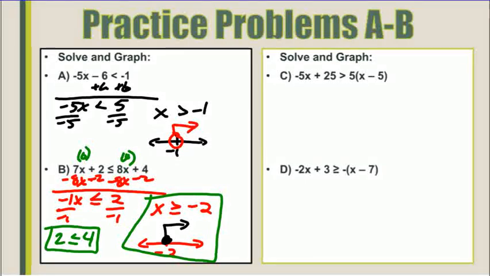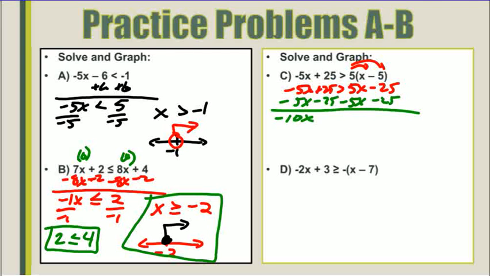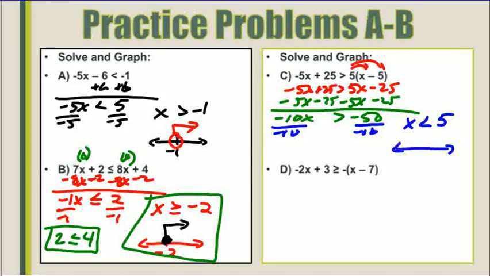Next one. Here, let's distribute the 5. So I have 5x minus 25. On this side, negative 5x plus 25. To get my x's to one side, I'm going to subtract 5x. And then I'm going to subtract 25 on both sides. And I get negative 10x is greater than a negative 50. To get x by itself, I divide by negative 10. And x is going to be less than 5. I flip the symbol because I'm dividing by a negative number. You need to put an open circle on 5. Less than means to the left.